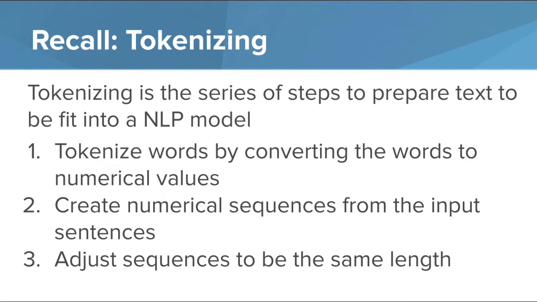Like other models, the text input needs to be numeric. So the first part of the process is converting and normalizing the text. This process was covered in more detail earlier in the lesson, but recall that it was a three-step process including converting words to numeric values, creating numerical sequences, and adjusting these sequences to be the same length.